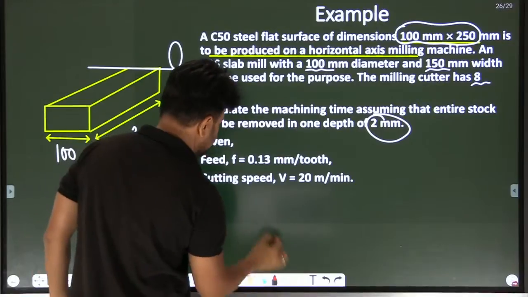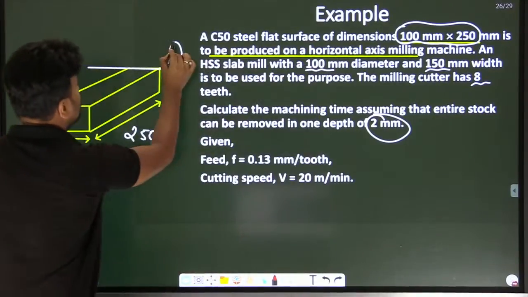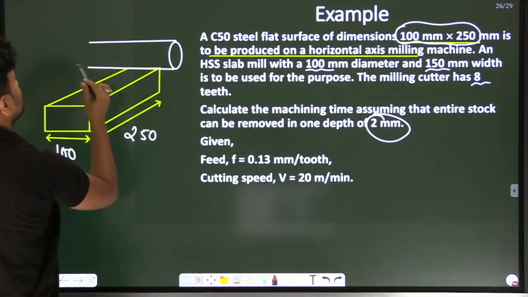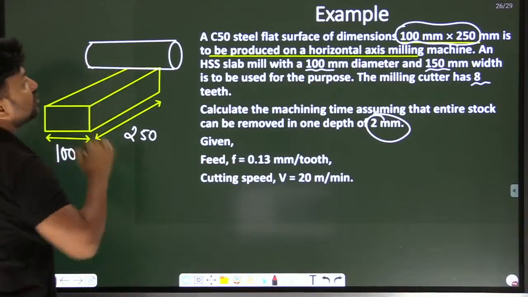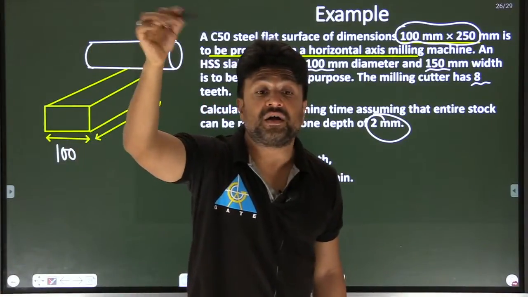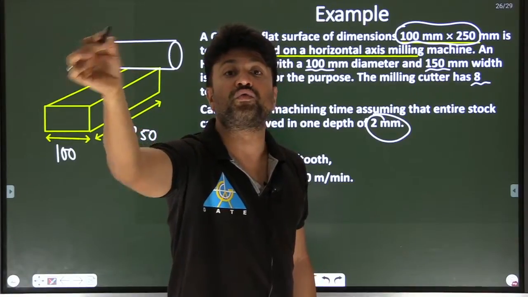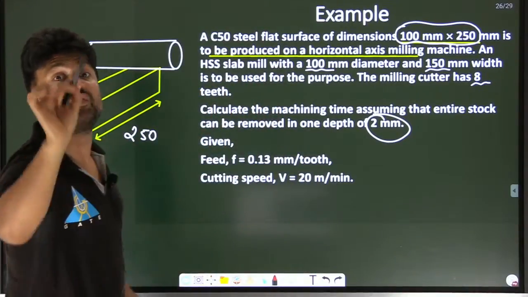This is a milling cutter whose width is greater than the width of the workpiece. Then the milling cutter will remove the material from the workpiece in one stroke.